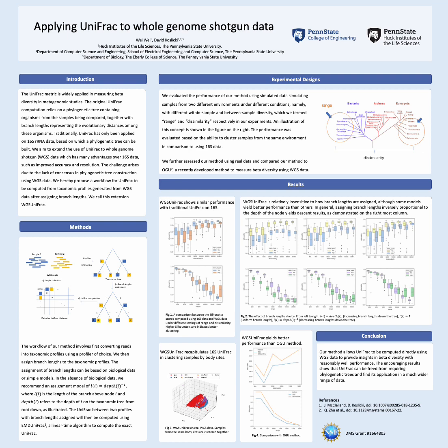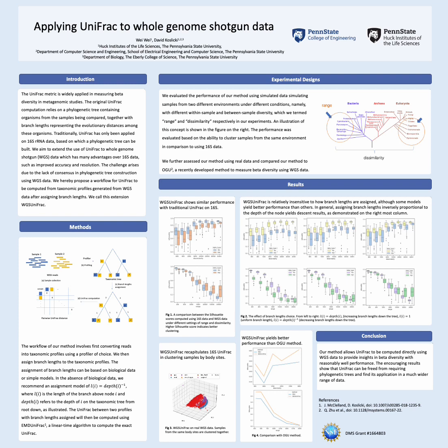First, what is UniFrac? UniFrac is a metric that is widely applied in measuring the diversity between two metagenomic samples, what is also known as beta diversity. Traditionally, it is only applied on 16S rRNA data, based on which we can construct a phylogenetic tree. A phylogenetic tree shows the hierarchical relationship between the organisms present in the two samples and the evolutionary distances among the organisms, represented as branch lengths. The UniFrac is computed based on these two pieces of information.